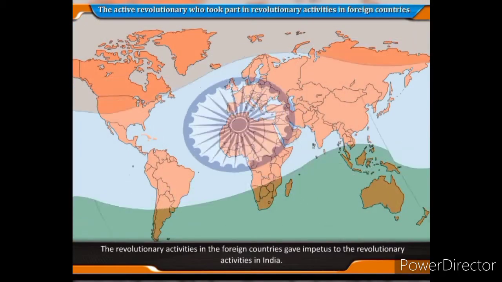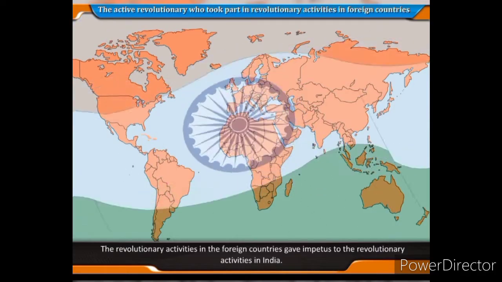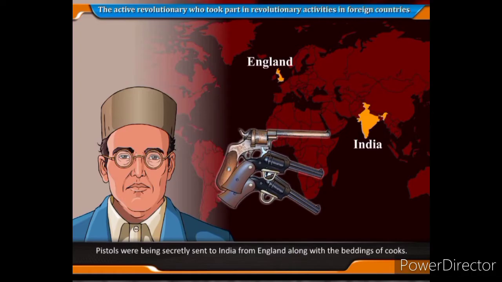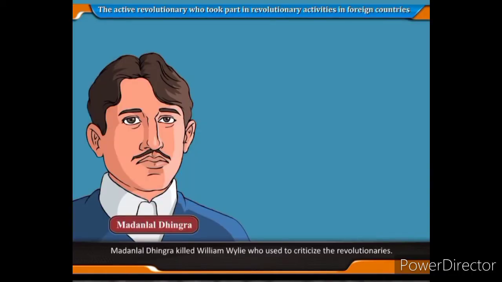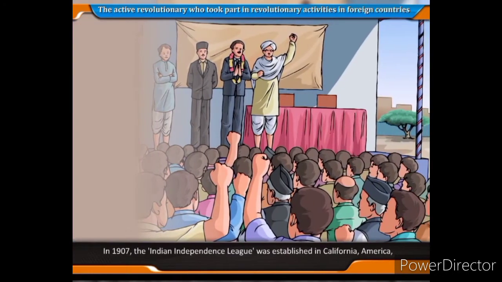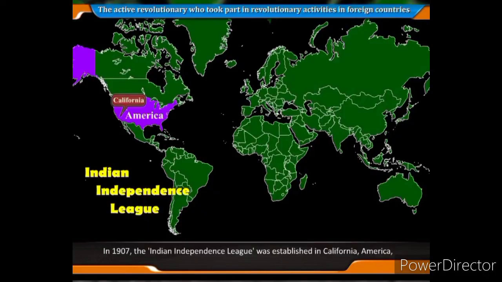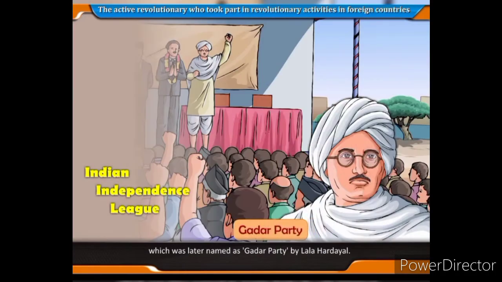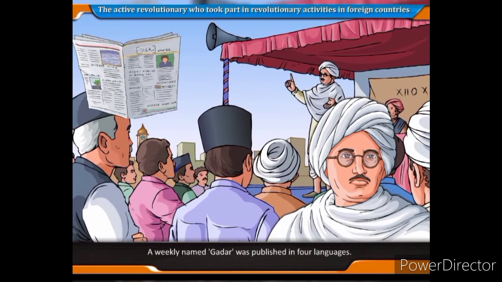The revolutionary activities in the foreign countries gave impetus to the revolutionary activities in India. Pistols were being secretly sent to India from England along with the beddings of cooks. Madan Lal Dhingra killed William Wyllie, who used to criticize the revolutionaries. In 1907, the Indian Independence League was established in California, America, which was later named the Ghadar Party by Lala Hardayal. A weekly named Gadar was published in 4 languages.